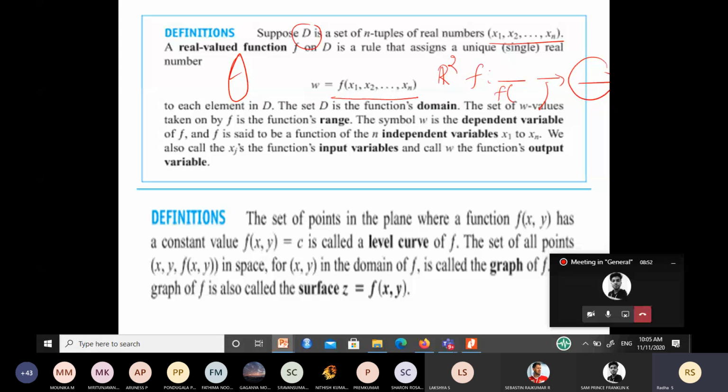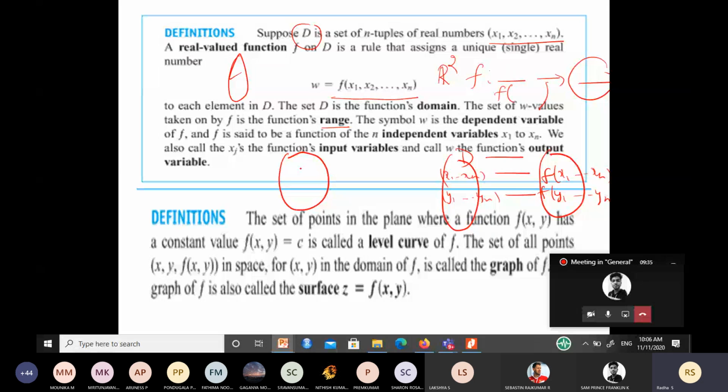For example, here f of x1, x2, etc., xn will be a real value. The set D is the function's domain. The set of w values taken is called the range. See, x1, x2, etc., xn, similarly y1, y2, etc., yn. These are all elements of the domain. Each element is taken to f of x1, x2, etc., xn, and this one is taken to f of y1, y2, etc., yn. So from D it goes to some other set, and the collection of all these f values is called the range. I think you know what the range is, right?